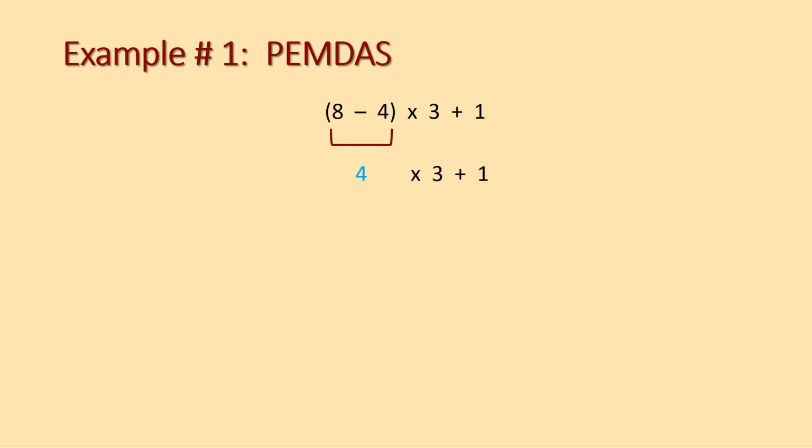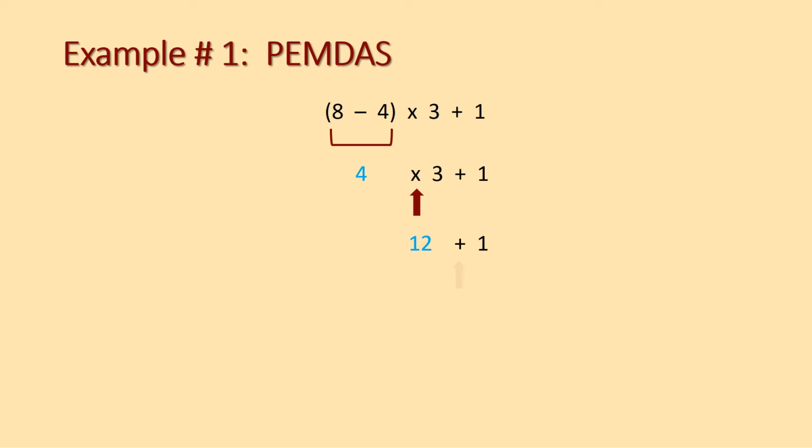Which I'm going to write in blue to indicate that it's an intermediate solution. And then I also bring forward the rest of the equation we've yet to work. Now at this point, we have a multiplication function and an addition function. The order of operations, PEMDAS, indicates that it would be the multiplication that gets done before the addition. So let's do that. So we're going to multiply 4 times 3, and this is 12. And I've put the 12 in blue to indicate that it's an intermediate solution. And of course, I bring forward the rest of the solution that we've yet to work.